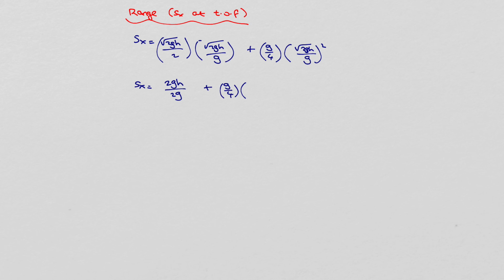And if I square the square root of 2gh, I get 2gh, and if I square g, I get g squared. So we can simplify that, so 2g goes into 2g, and we have g will go into g squared as well g, and then 2 will go into 4. So that basically leaves us then with h plus h over 2. And therefore the range in terms of h is 3h over 2.